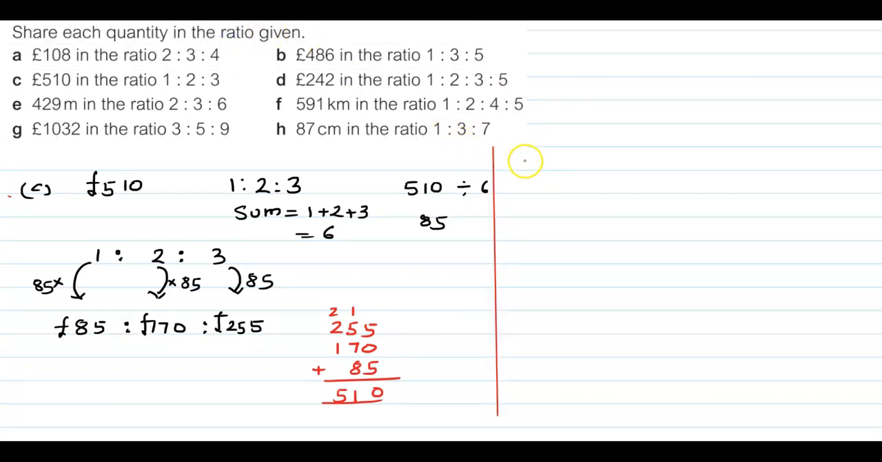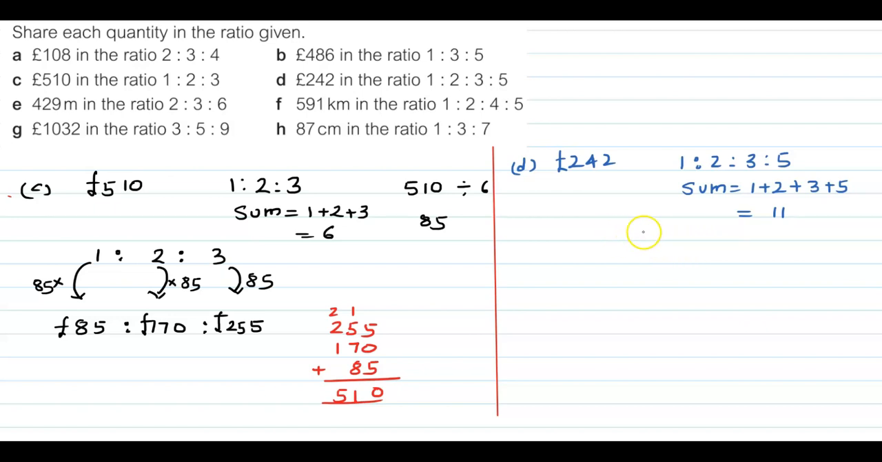Next question is D part. Here it is given 242 and the ratio is 1 is to 2 is to 3 is to 5. So the method remains the same. First you find the sum. Can you add it for me? 1 plus 2 plus 3 plus 5. How much is it coming? 11. Now what will be the next step, guys?